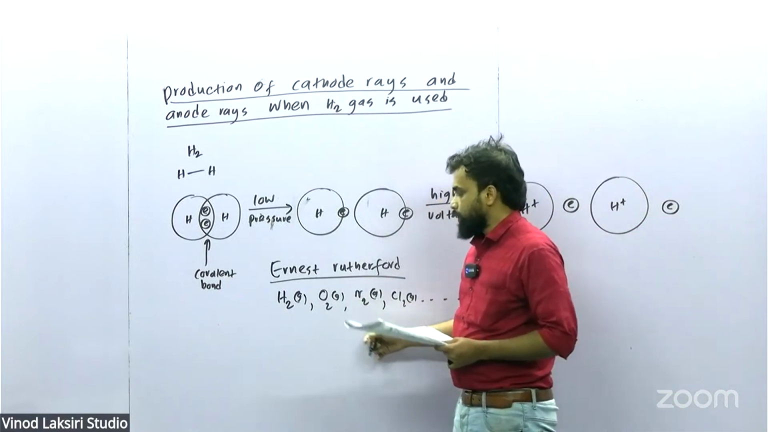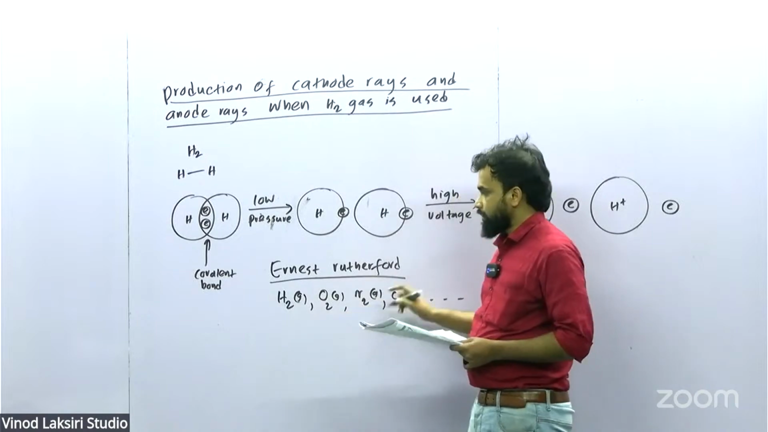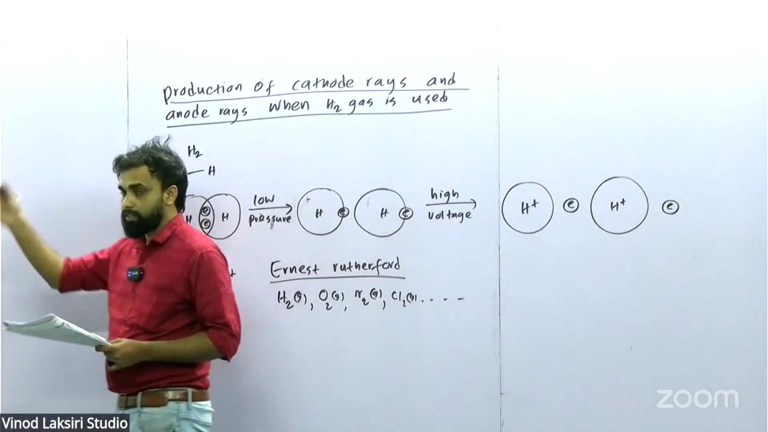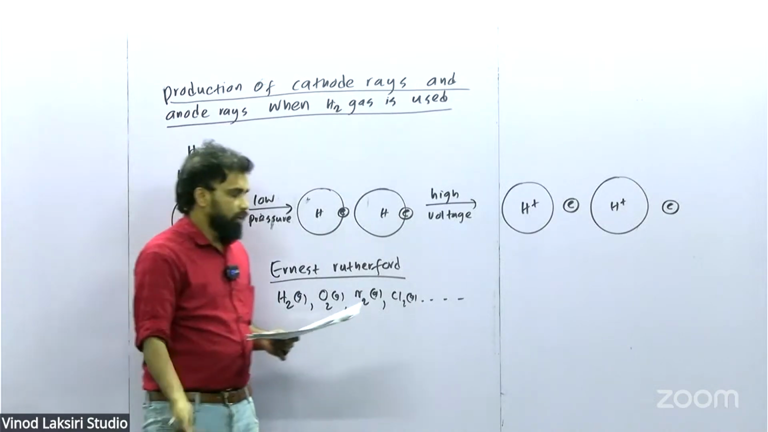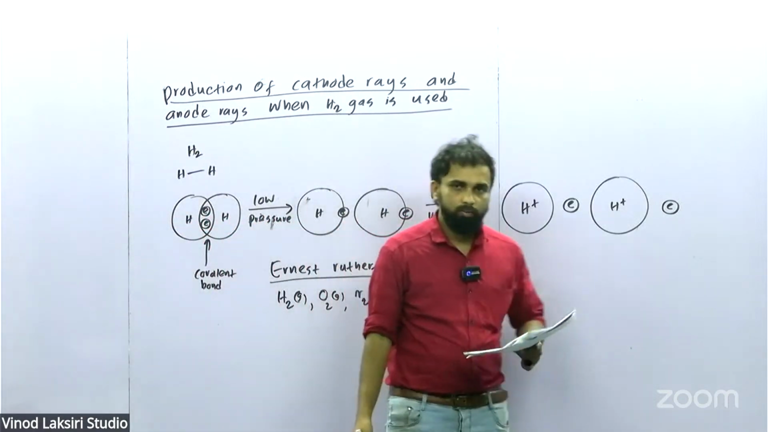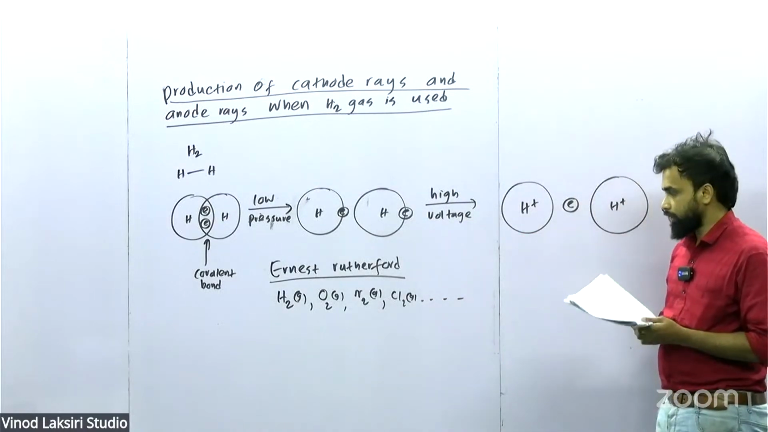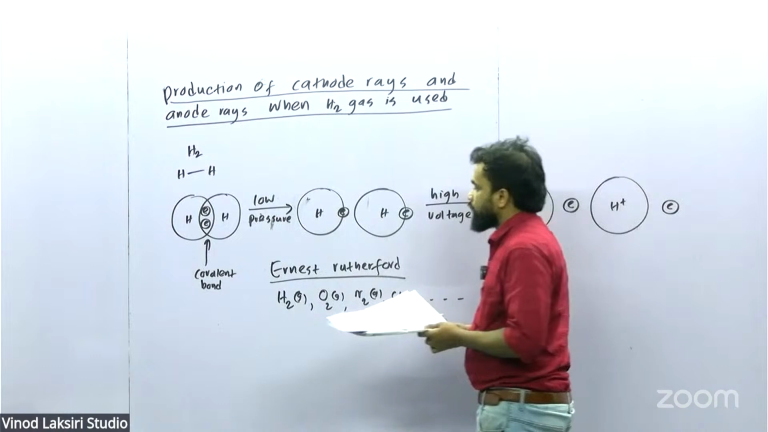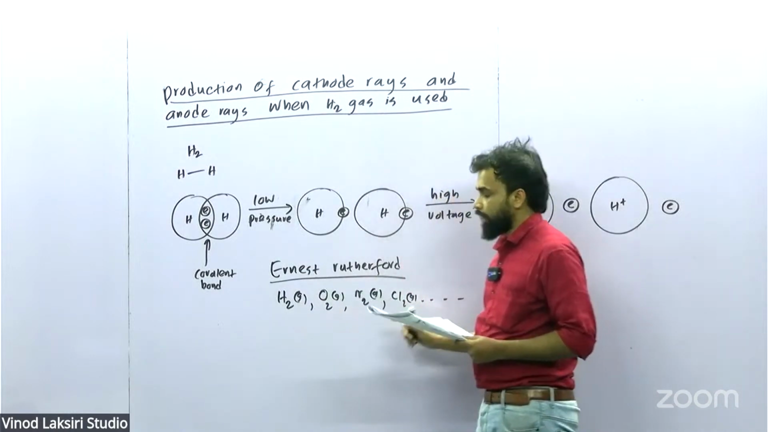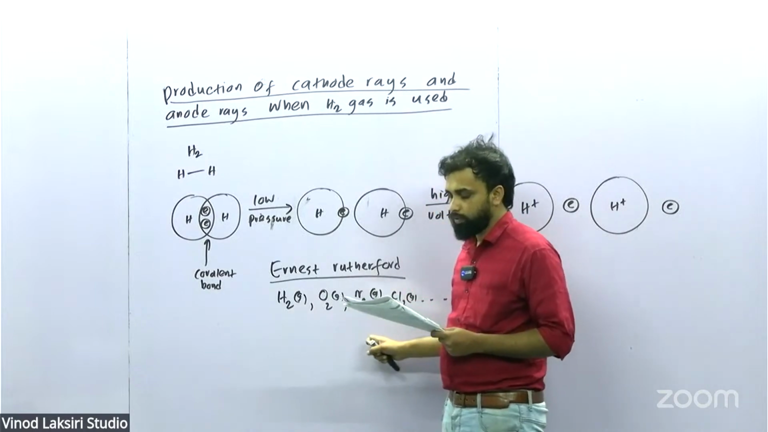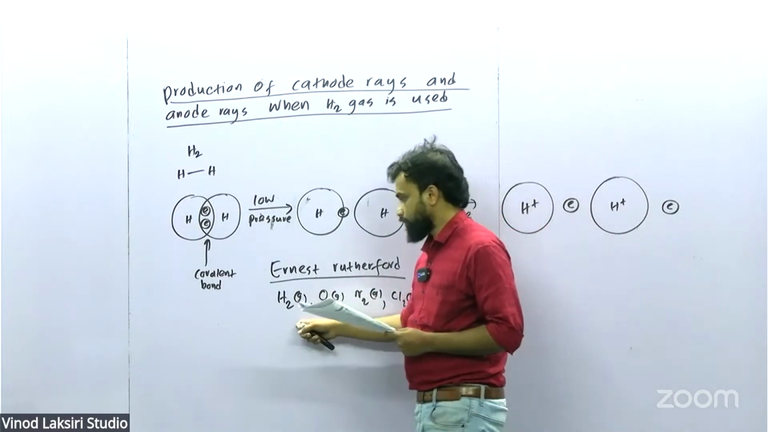So he observed that according to the type of gas, the E divided by M value changed. But when we consider cathode rays, the E divided by M value is constant. It is independent of the type of gas and independent of the cathode material. But the E divided by M value of anode rays, otherwise canal rays, changes according to the type of gas.